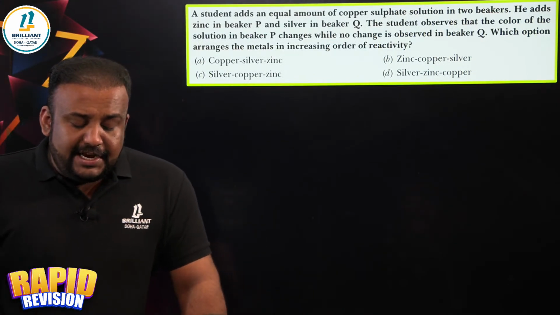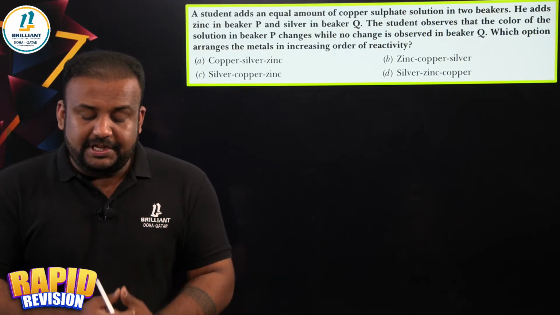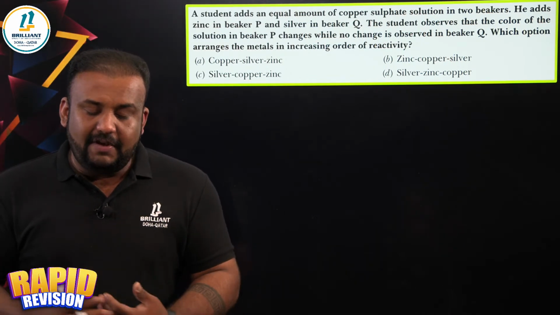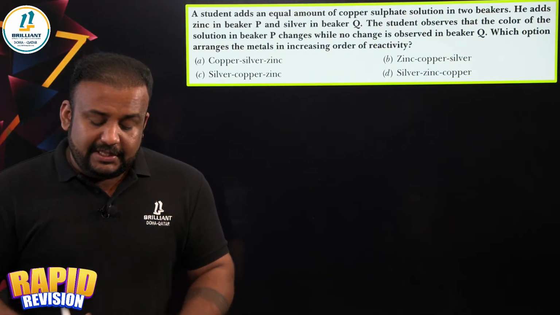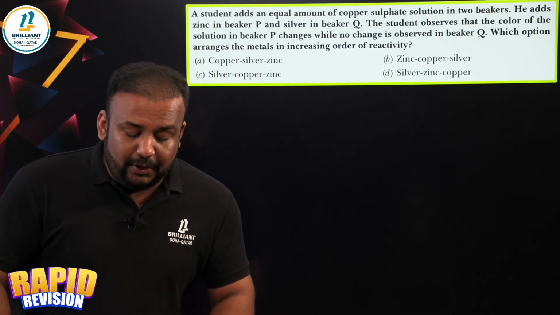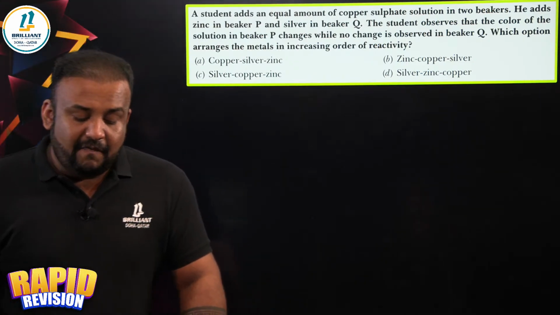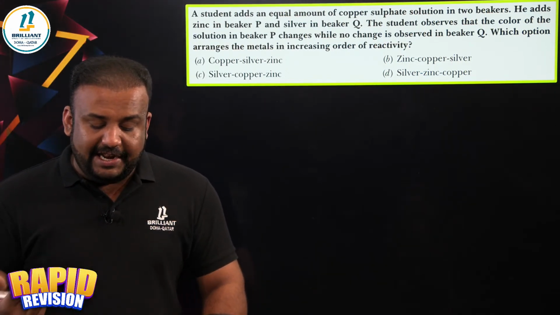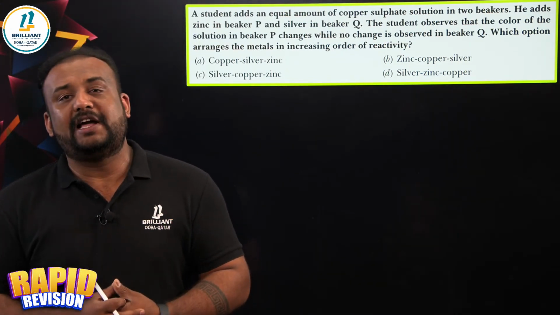A student adds an equal amount of copper sulfate solution in 2 beakers. He adds zinc in beaker P and silver in beaker Q. The student observes that the color of the solution in beaker P changes while no change is observed in beaker Q. Which option arranges the metals in increasing order of reactivity?